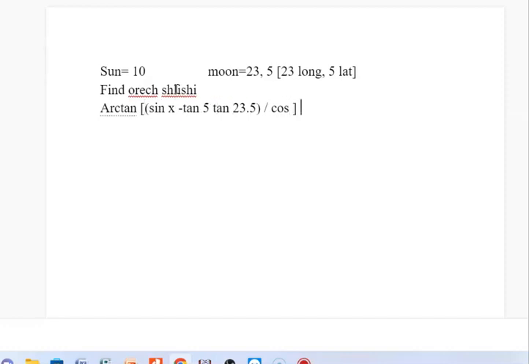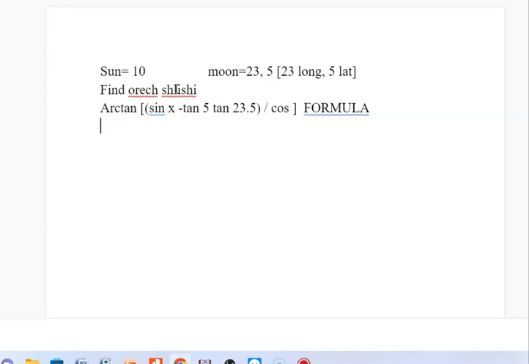This is the formula. I'm writing formula. I guess you know this is a formula. Okay, and we'll fill it in. So we'll make it like this: sine x. Here we use the 23 because x is 23. So I'm going to do it in my calculator.